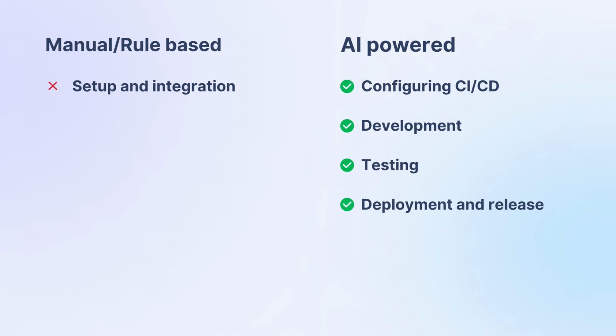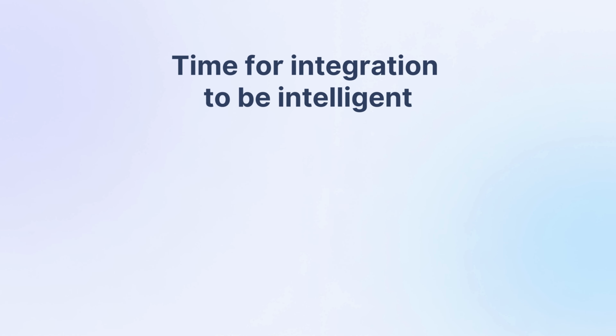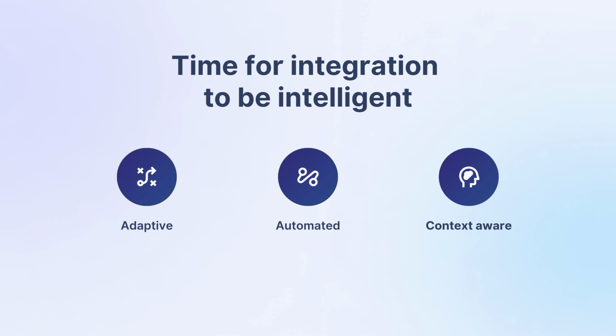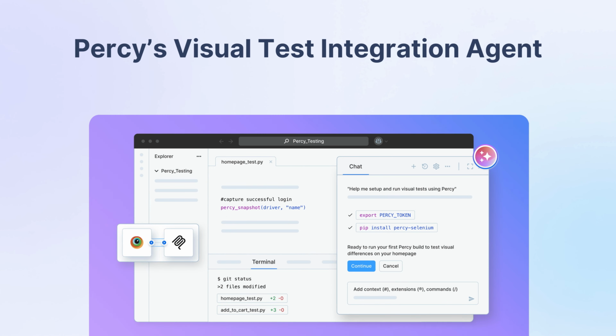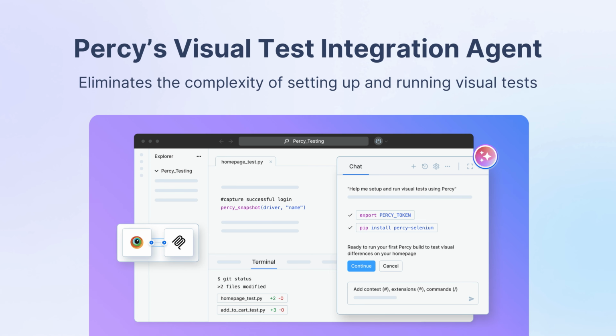Teams are still using manual, rule-based setup, while the rest of the workflow is evolving with AI. It's time for integration to be intelligent, adaptive, automated, and context-aware. Meet Percy's Visual Test Integration Agent. It eliminates the complexity of setting up and running visual tests.